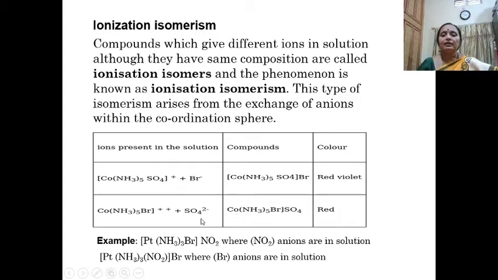But in this case, if this compound is added in solution, it gives sulfate ions. So, such compounds which have the same composition but in solution give different ions are called ionization isomers. Here is another example, where nitrate ions are in solution, and in this one bromide ions are in the solution.